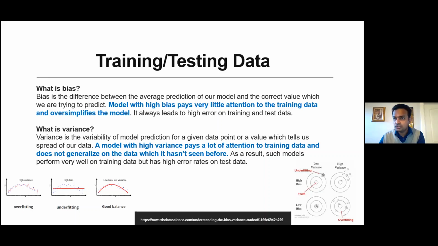So always make sure you separate at the very beginning. If you are going for a new data project, if you are going to select a new data set, always make sure you separate your training data set from the testing data set.